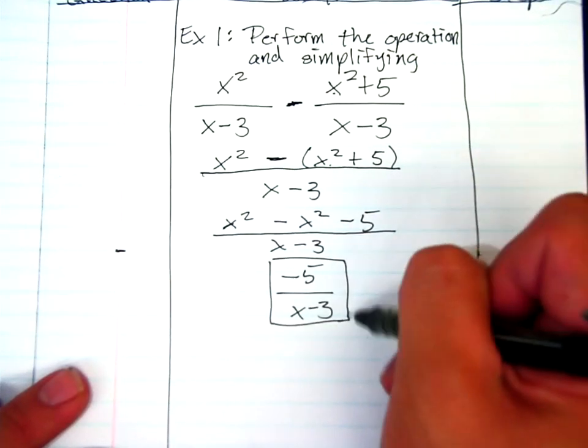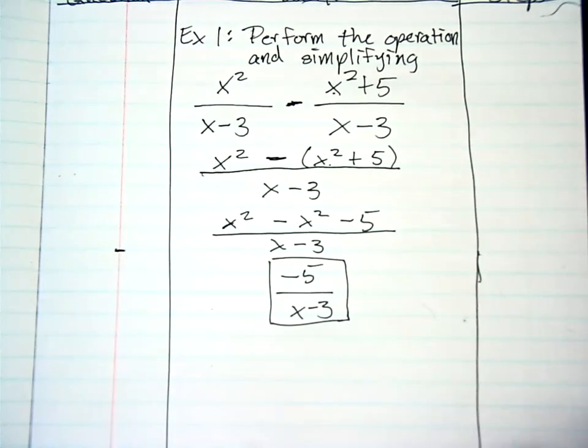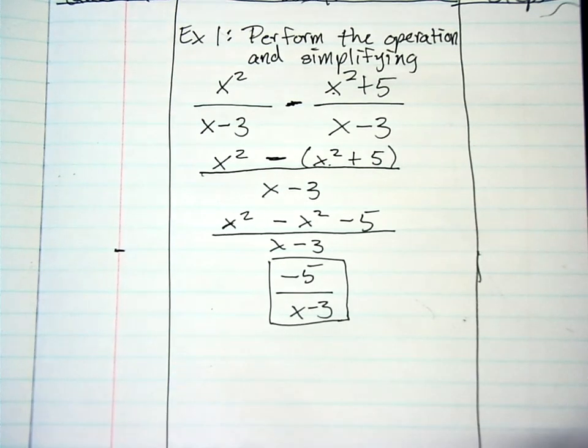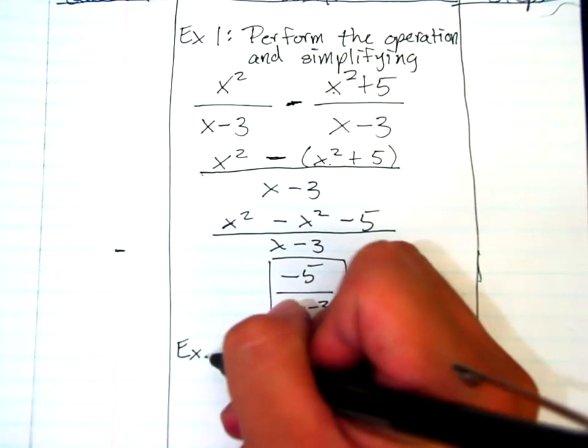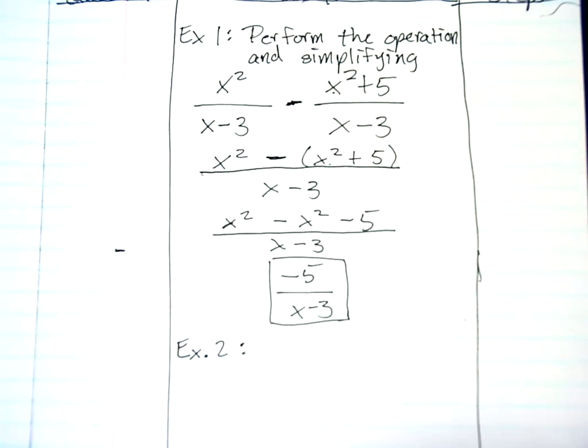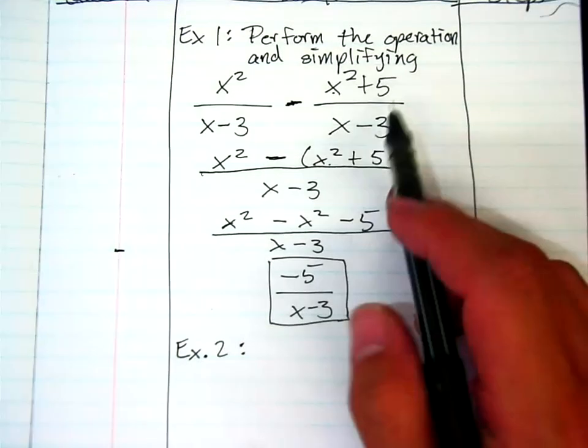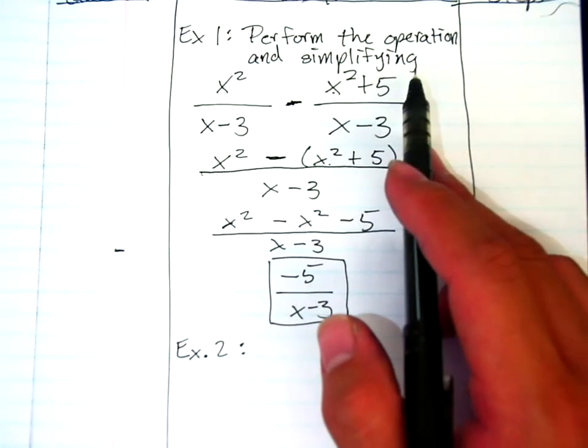Okay, so there will be examples like that where really all you're doing is adding or subtracting the numerator because the denominators are common. Alright, so that's the end of example 1. If you need to review it, go ahead and pause. But I'm going to go ahead and move on to example 2 now. The instructions are the same, so it's going to be perform the operation and simplify.